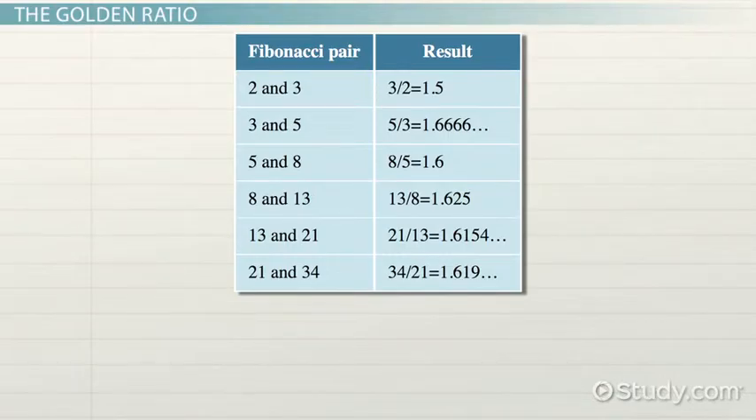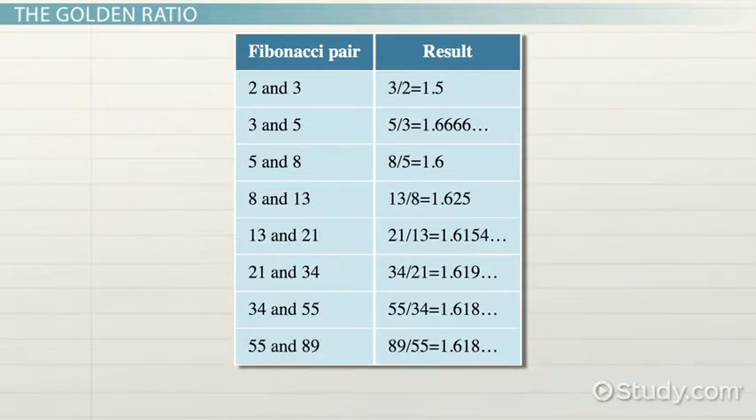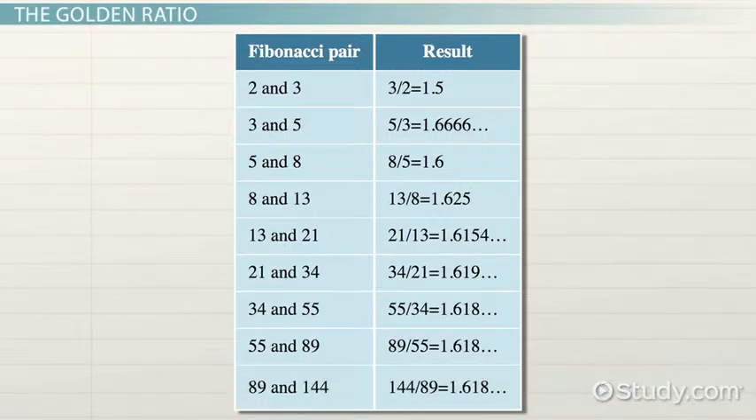Fibonacci pair 21 and 34. Result, 1.619, etc. Fibonacci pair 34 and 55. 1.618, etc. Fibonacci pair 55 and 89. 1.618, etc. Fibonacci pair 89 and 144. 1.618, etc. As the numbers get larger, an interesting thing starts to happen. The result of dividing the pairs of numbers gives you the approximate value of the golden ratio, 1.618, etc.